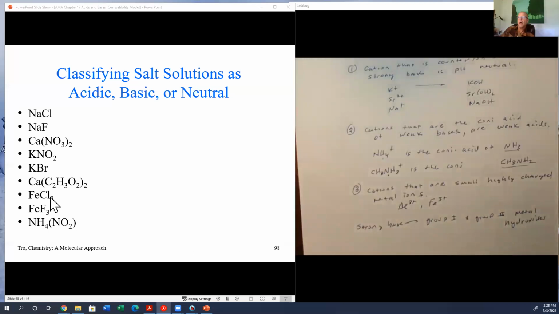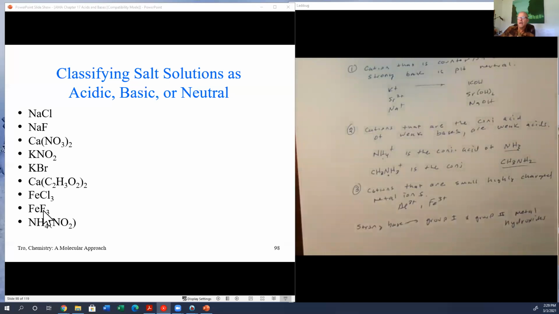Iron 3 chloride, Fe3 plus, acidic or neutral? Acidic. Acidic, small, highly charged metal, right? Cl minus, neutral or weak base? Cl minus is the conjugate base of HCl. HCl is a strong acid, so Cl minus is neutral. So this solution would be acidic. Okay.